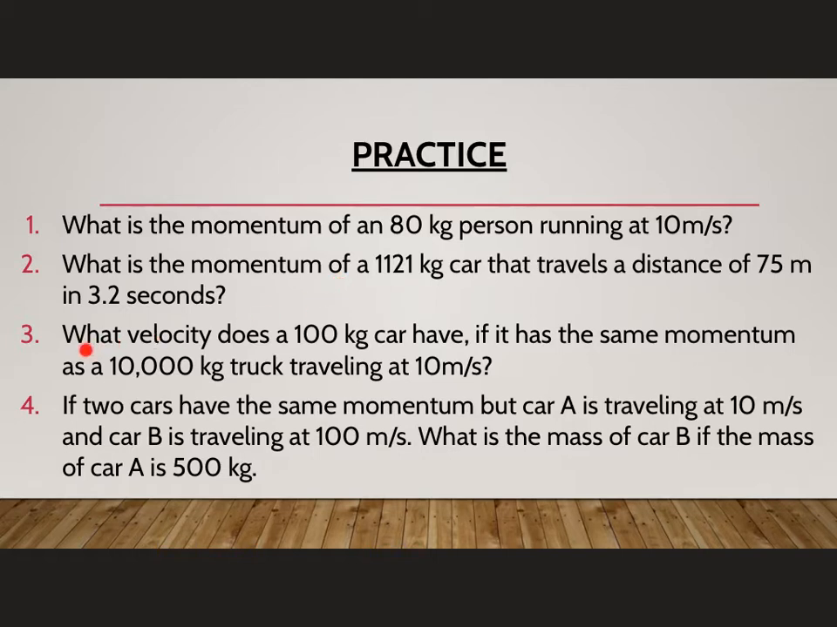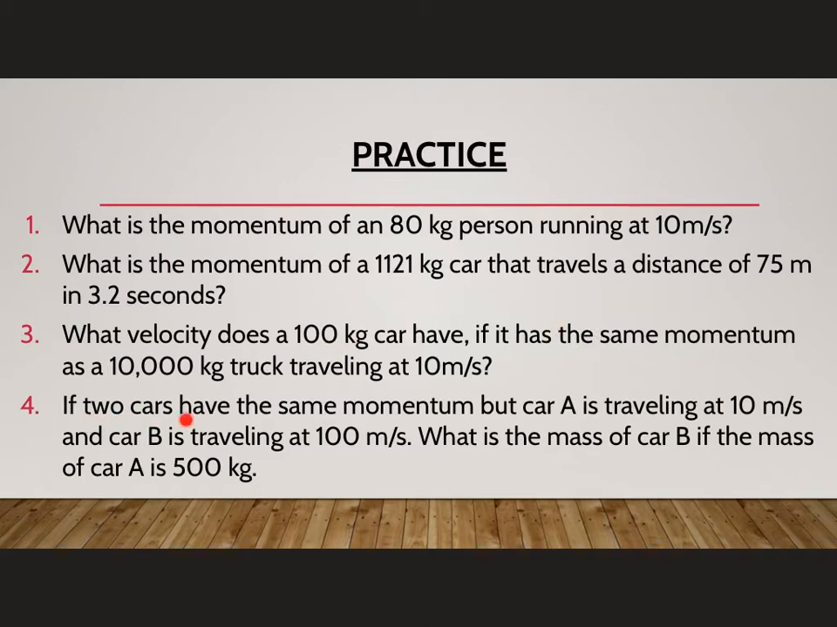2 steps. Number 3, what velocity does a 100 kilogram car have if it has the same momentum as a 10,000 kilogram truck traveling at 10 meters a second? So this one also, 2 different things, truck, car. You only have enough data for the truck, so you have to figure out its momentum first, but it's the same as the car, and then we'll solve it for the car.